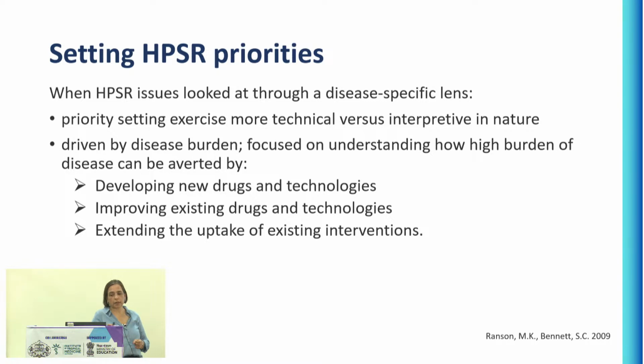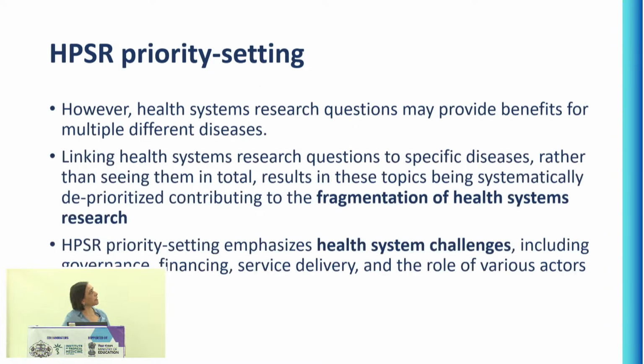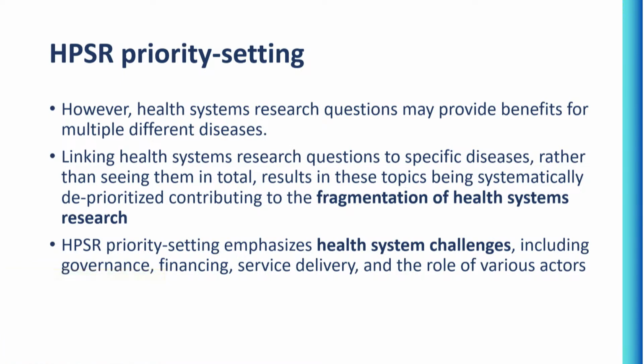So, yeah, I think we've said this one already. We've said that if we looked at HPSR through a disease-specific lens, we would result in a situation whereby we have a fragmentation of the health systems research, and what we really need to be doing in terms of HPSR priority setting is emphasizing health systems challenges. So back to the building blocks in some ways: the governance, the financing, the service delivery, and the roles of specific actors within the system.